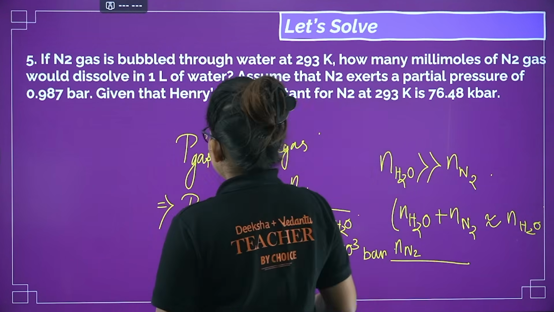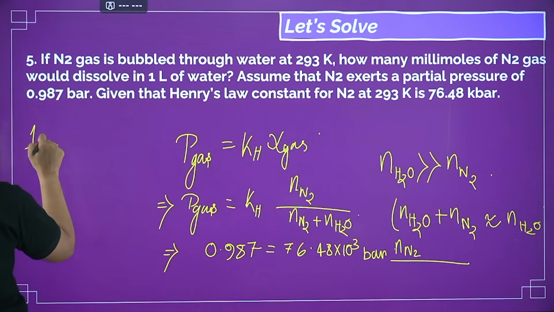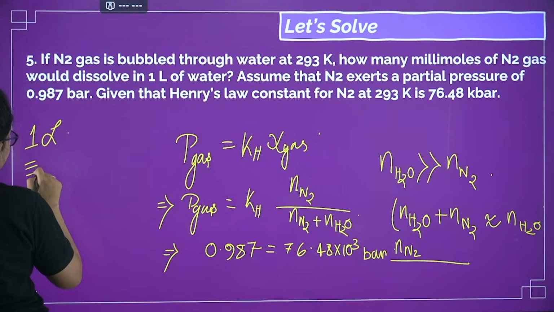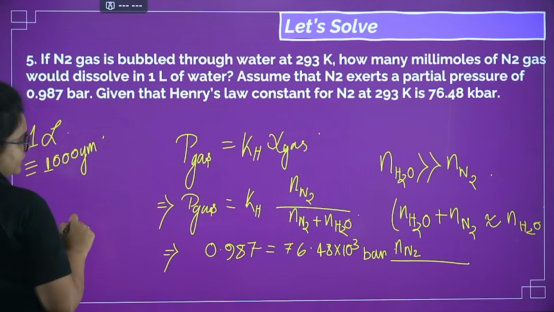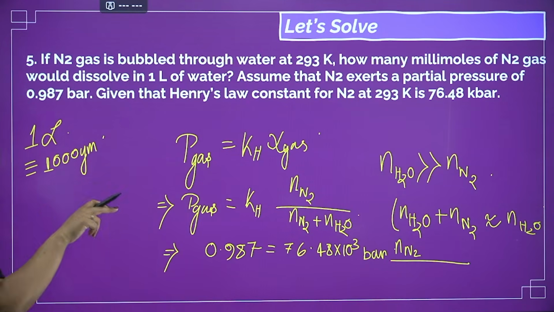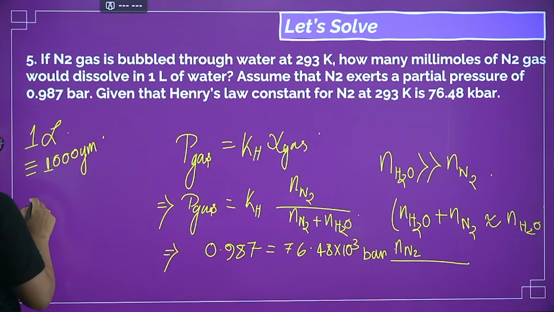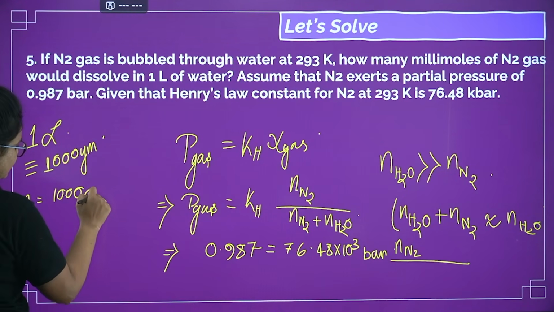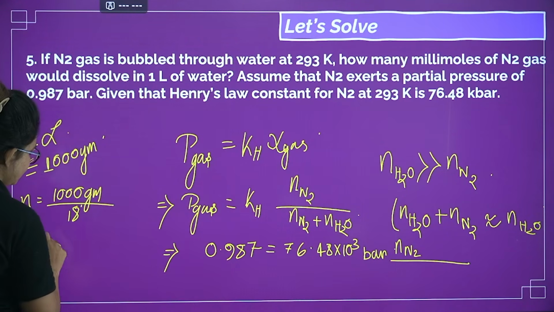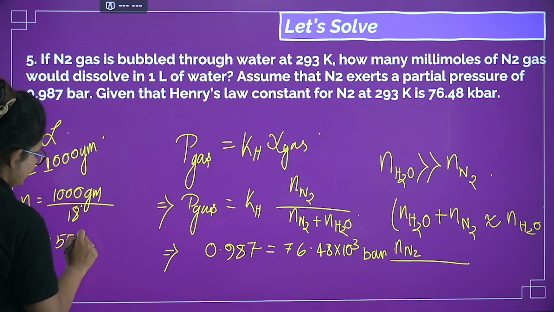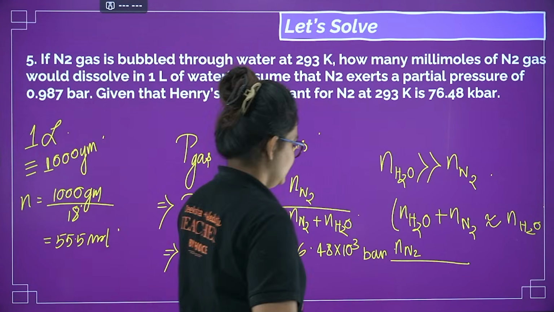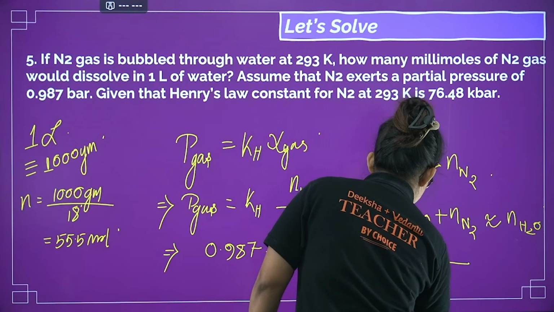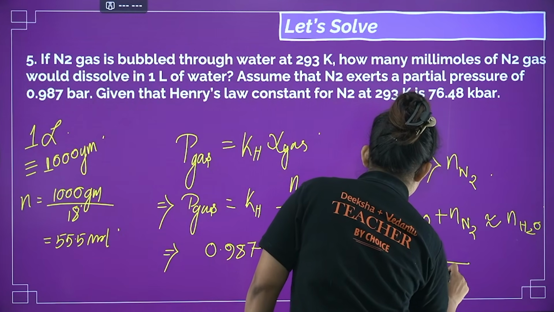They have said that it is 1 liter. So 1 liter is equivalent to 1000 gram, because the density of water is 1. So now you can just apply the formula of number of moles, given mass by molecular weight, that is 18. From here you will get 55.5 mole. Let's put it here. So 55.5 mole.